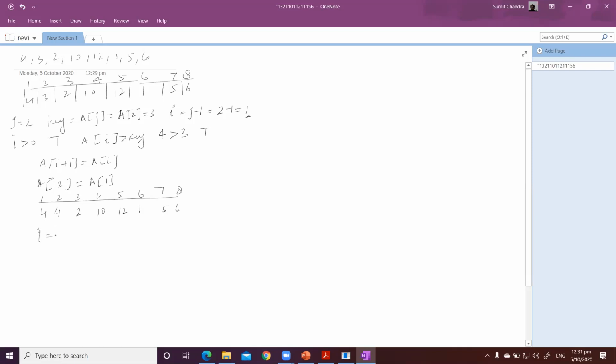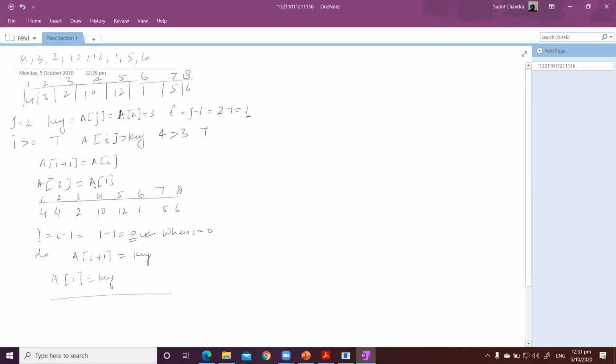Now the second step, what do we do? We do i is equal to i minus 1. So 1 minus 1 is equal to 0. As soon as i becomes 0, we come out of the loop. So when i is equal to 0, what do we have to do? a[i+1] is equal to key. Since i value is 0, a[1] will become key.